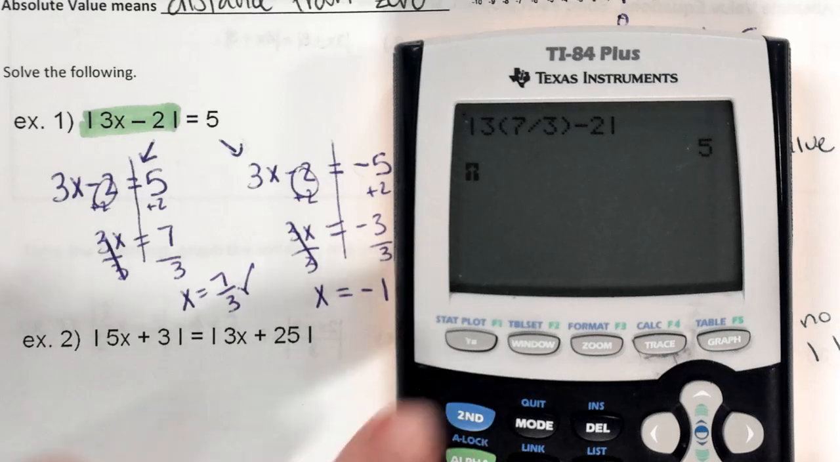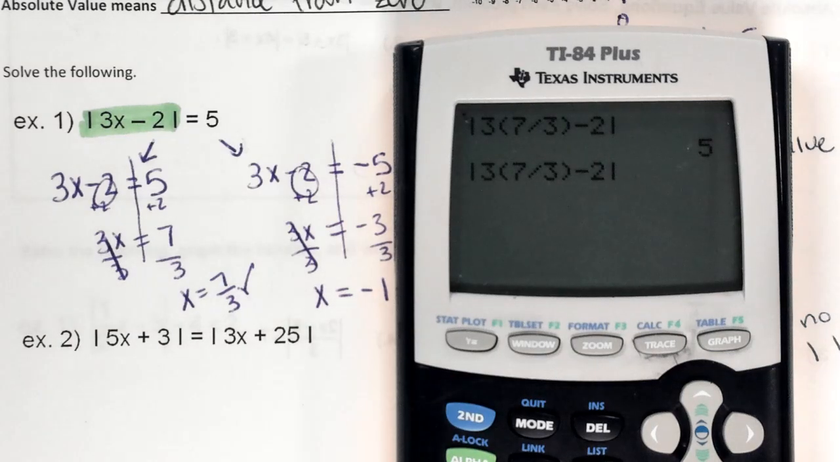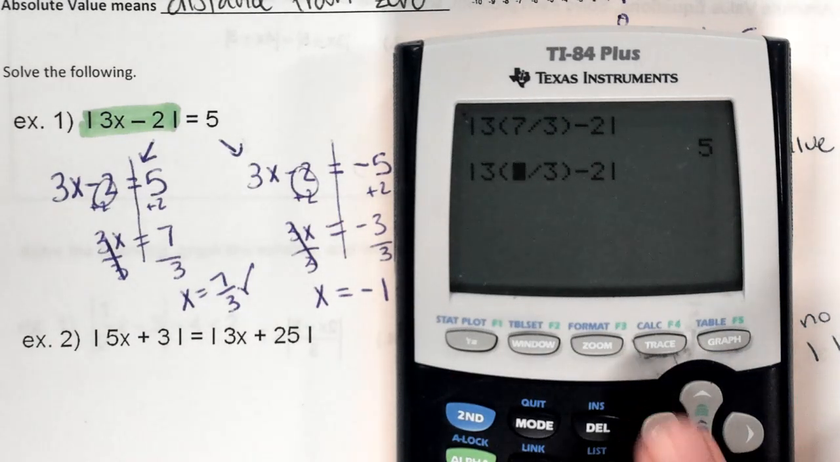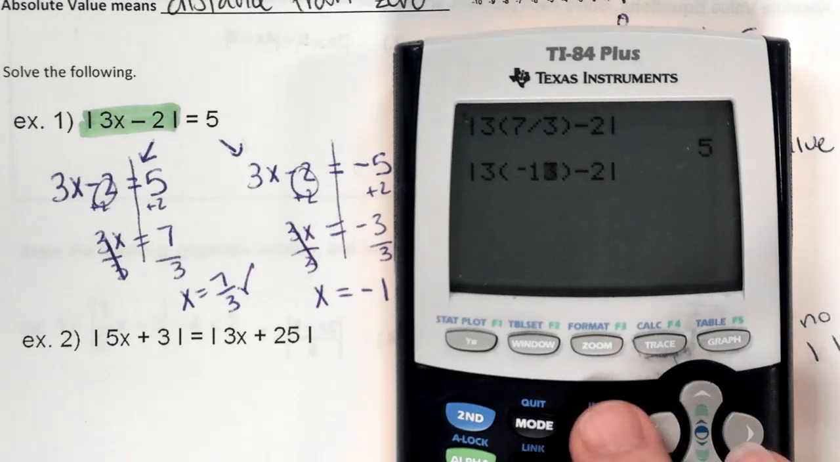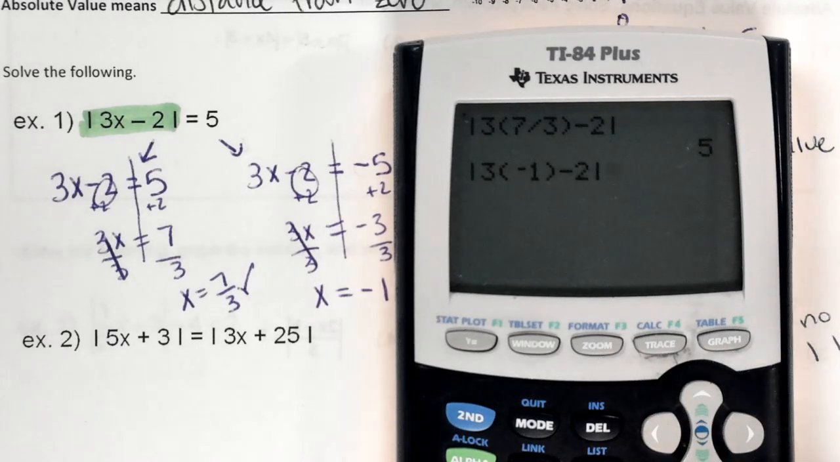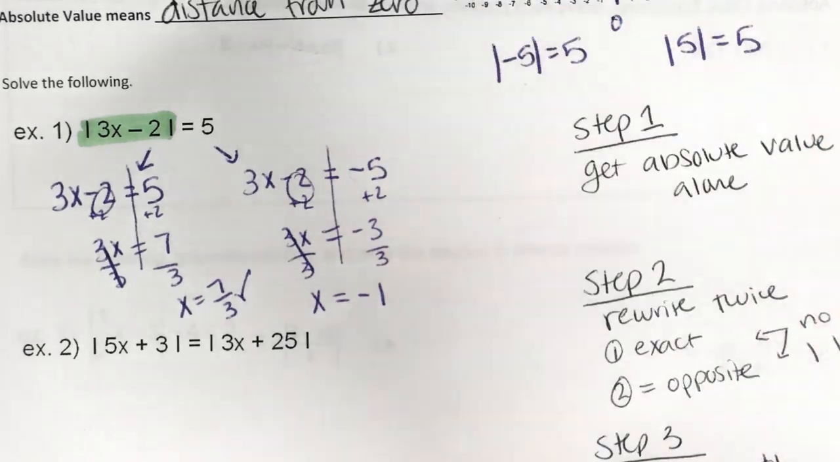Now let's check -1. You can hit second, enter. Do you see how it retypes what I just had? And I can go back, and I can type -1 and then delete the extra piece. And that way you don't have to retype everything. Did it also equal 5? So did we do it correctly?